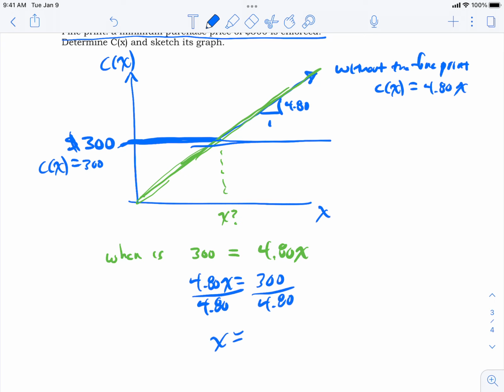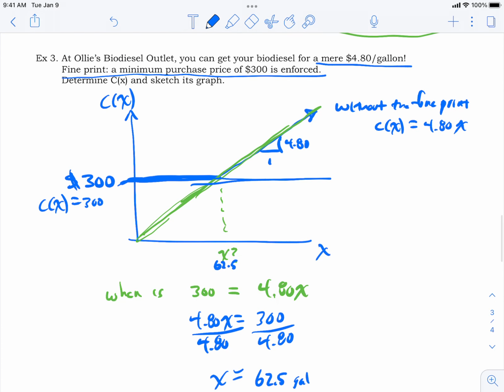And what you come up with pretty quick here is that 62.5 gallons is the magic number. If you buy less than 62.5 gallons, you should probably not buy it here because you're going to spend $300 no matter what.